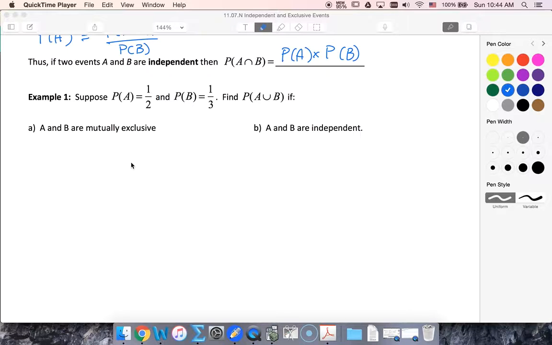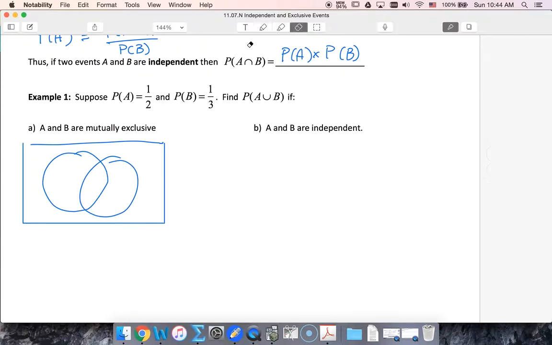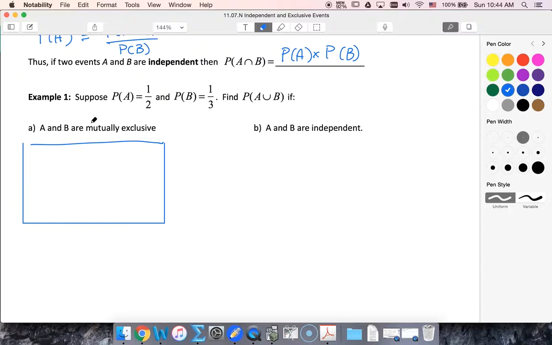Right. So one thing I can try to do when solving probability problems is to think about what happens with the Venn diagram. If I have mutually exclusive events, this is not what it looks like. With mutually exclusive, my two events do not intersect.